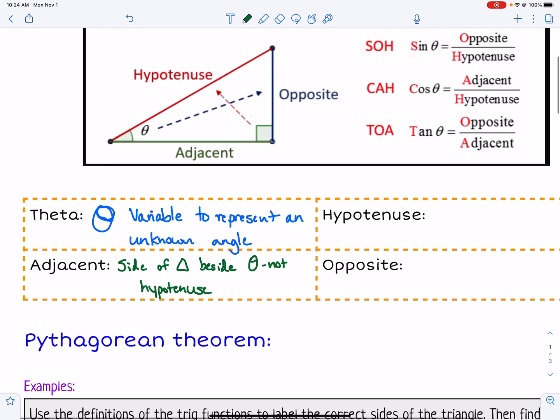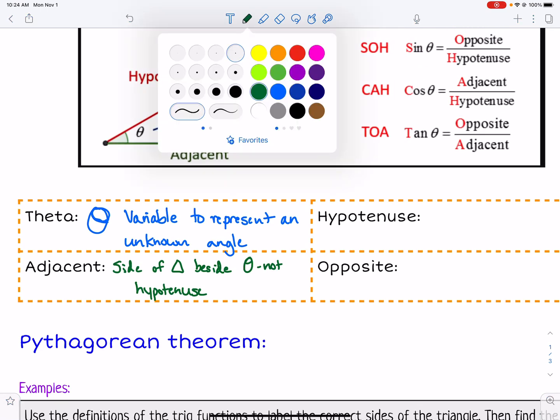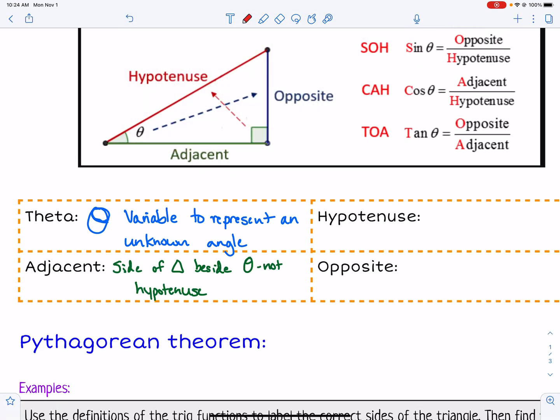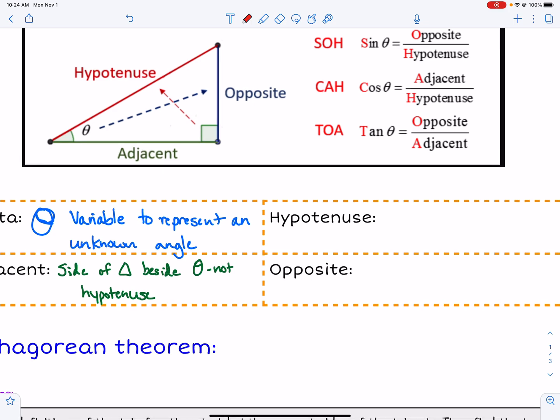All right. The hypotenuse is always across from the right angle, like it's always been, and it's the longest side of the right triangle. So it's across from the right angle. And as always, it's the longest side of the right triangle.